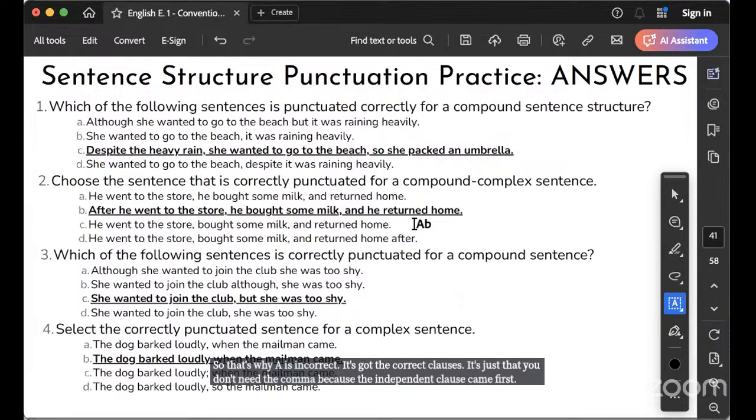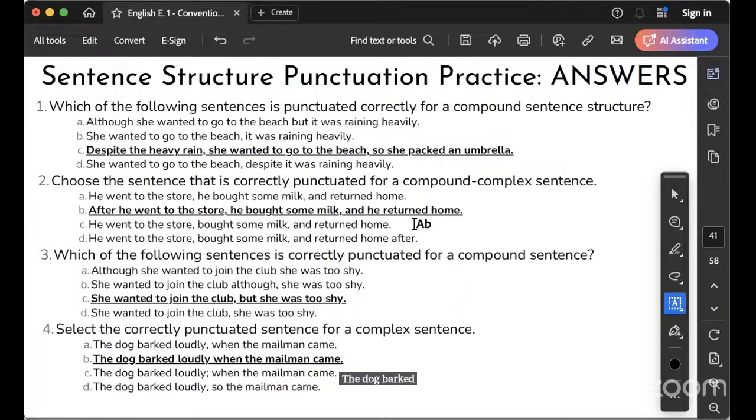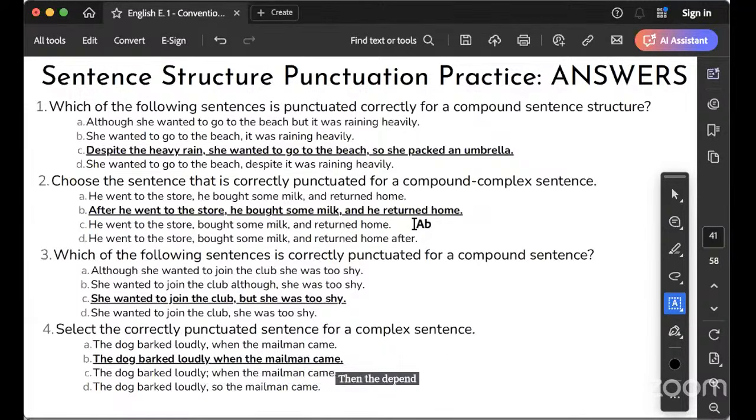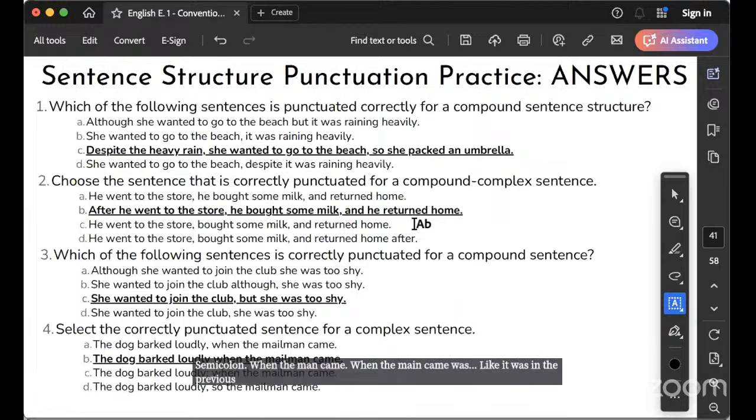The dog barked loudly when the mailman came. Well, that's what I was just talking about. The independent clause came first, so we don't need a comma, then the dependent clause. That one's correct. The dog barked loudly, semicolon, when the mailman came. When the mailman came is still, like it was in the previous two, a dependent clause. I can't put a semicolon. That's only if you have two independent clauses.